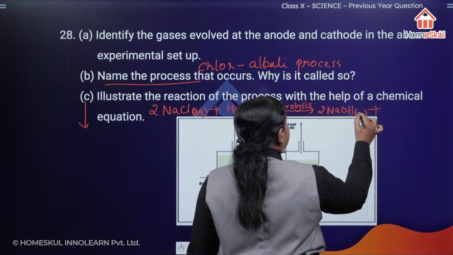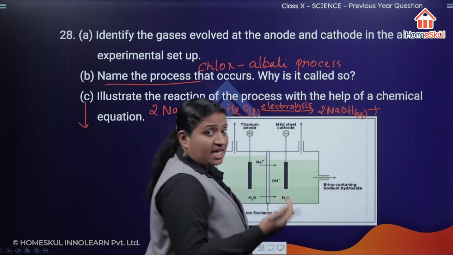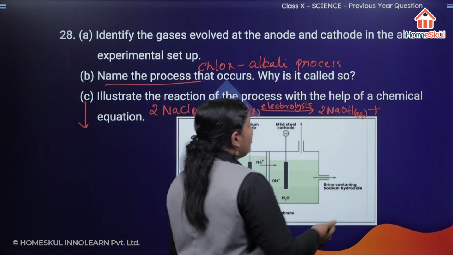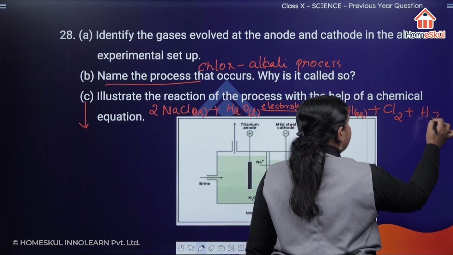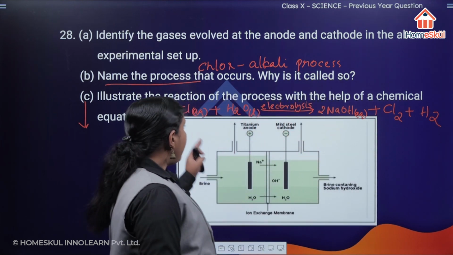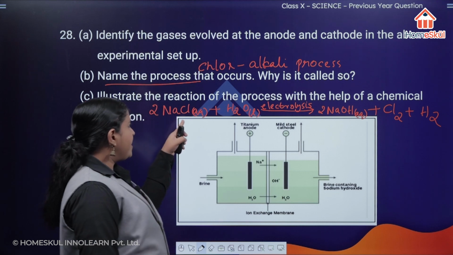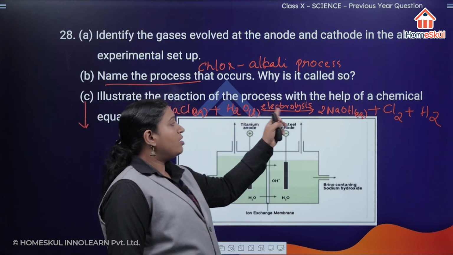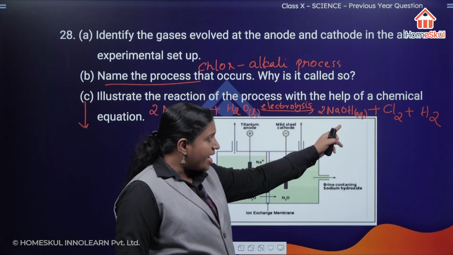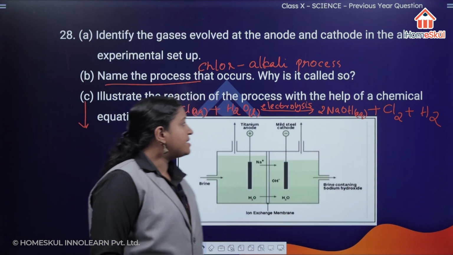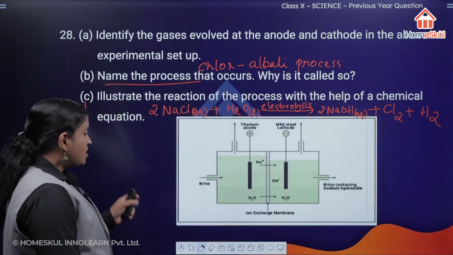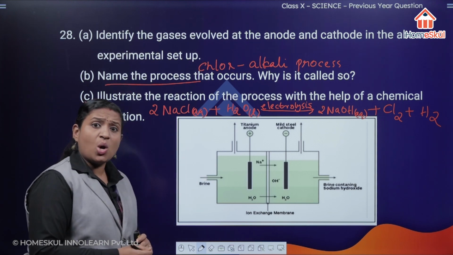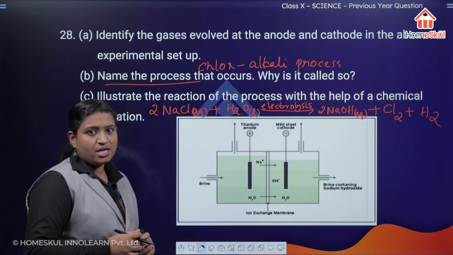Then, what are the other two gases given out? You will be getting chlorine gas and then hydrogen gas. This is the balanced equation: 2NaCl plus 2H2O on electrolysis gives 2NaOH plus Cl2 plus H2. Clear? Fine. So, this chloralkali process is a very important topic.